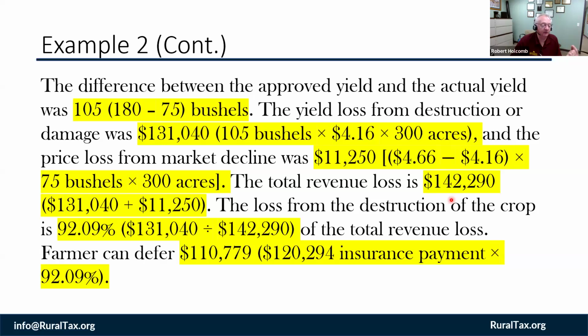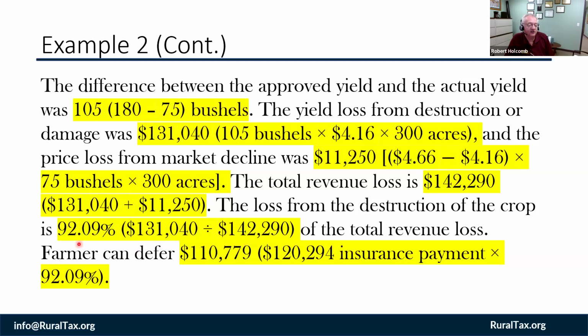Then we look at the revenue portion of this, which is the 142,290, as we calculate the total revenue based on that harvest price. So we end up with two numbers that we have to look at here: the total from damage and destruction, and the total from yield. We end up dividing those two. We take the damage and destruction divided by the revenue portion.